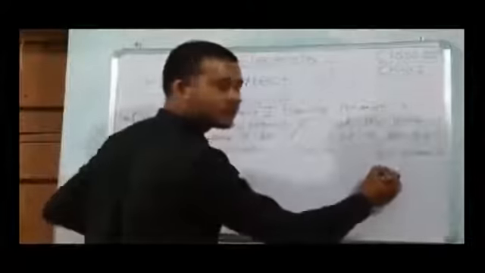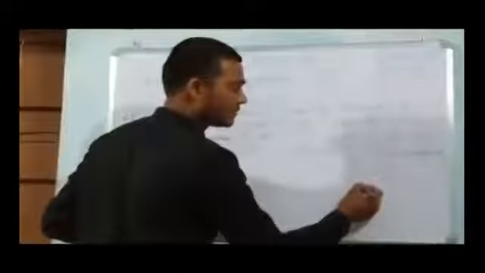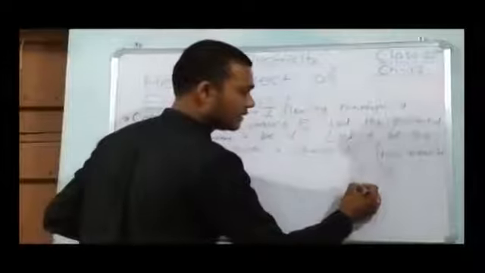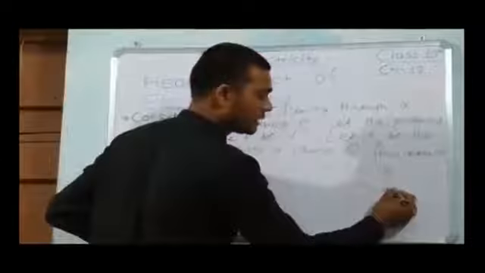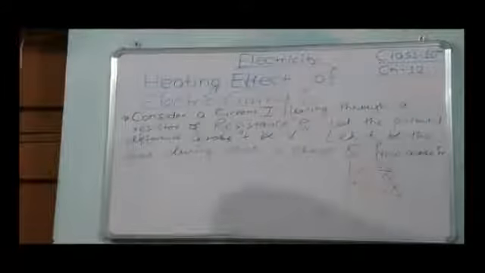We know that potential difference is equal to W upon Q, and from this we get the value of W, which is equal to V into Q.